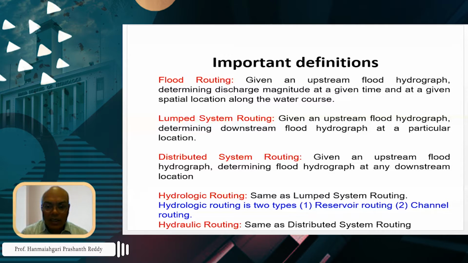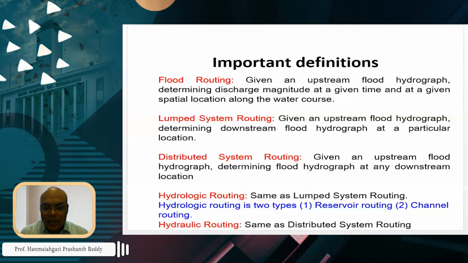So this is called reservoir routing, and this is also called lumped system routing, because we are considering the inlet hydrograph, then we are determining the outflow hydrograph just downstream of the dam, and we are not worried about the intermediate locations along that reservoir. So this is called a lumped system routing.